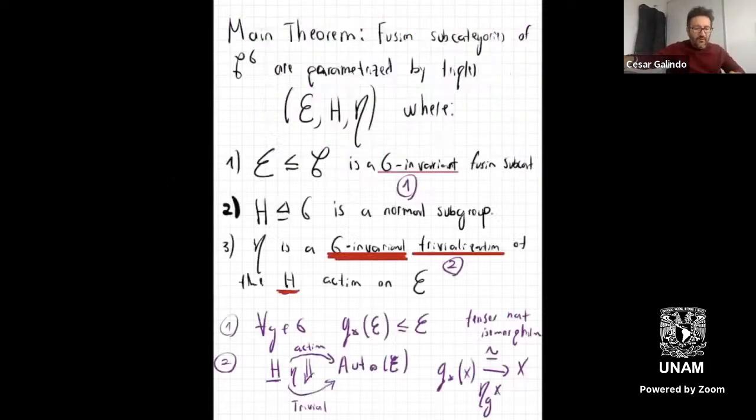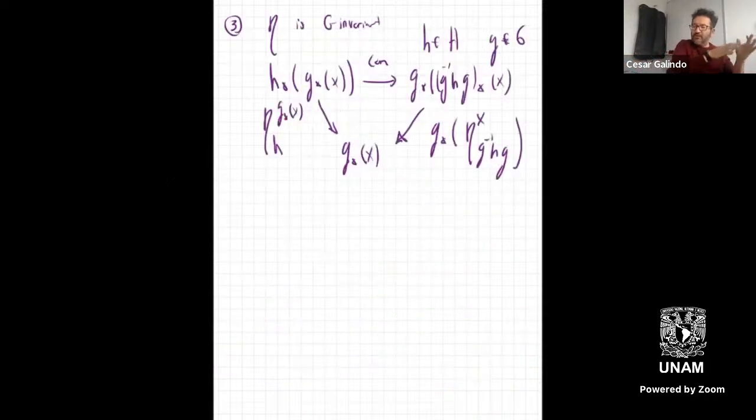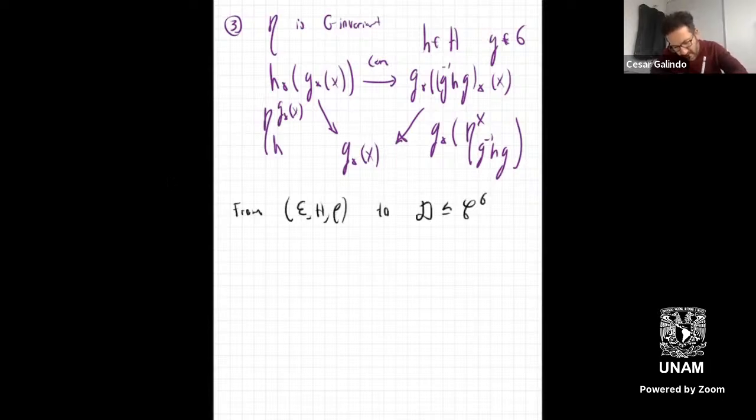Okay, so now I have explained what the data are. I want to describe quickly how to go from this data to a fusion subcategory and vice versa, very quickly. And if the time is enough, at least to present a simple example. So first, let's say what happens if you go from one of these triples to a fusion subcategory of the equivariantization. This is the first thing that I would like to describe.